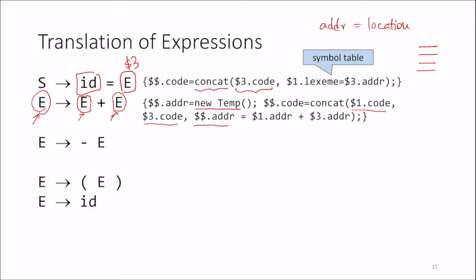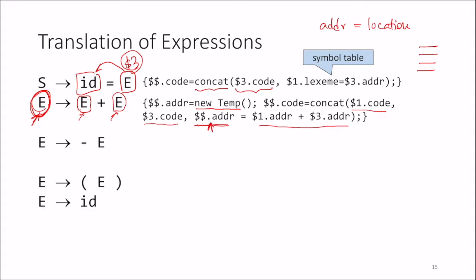Now, when I have that addition, I add the two things and I store it into this new location. And notice that that new location is then returned up the parse tree, as it were. So if I was to do an addition and then assign it to a variable, this $3 would inherit the location of what's on the left-hand side, like this location over here.